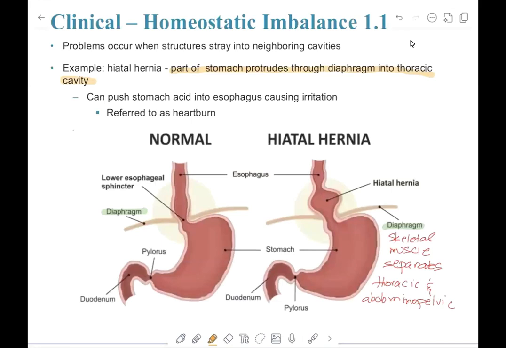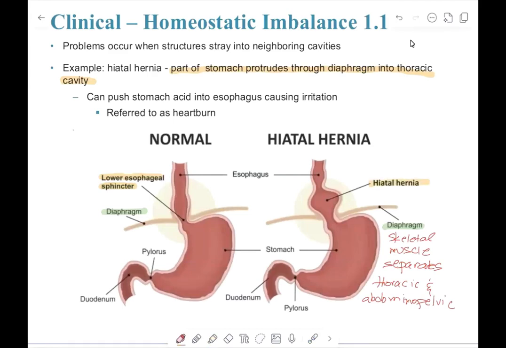It can be a very, very problematic issue. So this is what's called the lower esophageal sphincter. You don't need to know that until next semester. But what happens is a sphincter is basically a valve that contracts. And in this case, part of the stomach now is where it's not supposed to be. The stomach is never supposed to be superior to the diaphragm. But in a hiatal hernia, part of the stomach is.